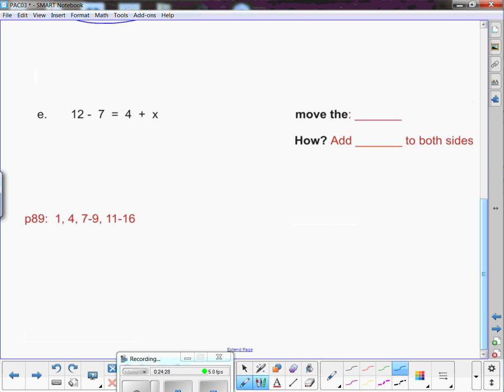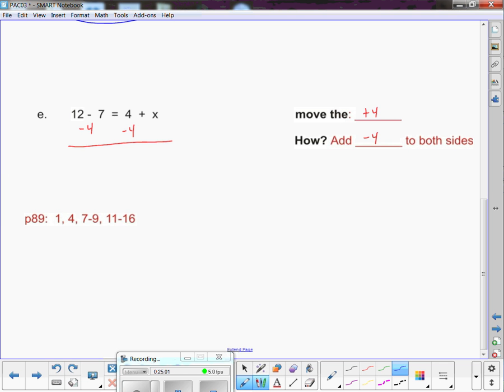Okay, so again, what do you want to move? And hopefully you think you got to move the positive 4. How are you going to move it? By adding a negative 4 to both sides. So I'm going to add a negative 4 to the left of the equal sign. I'm going to add a negative 4 to the right of the equal sign. All right, be careful. How many things do you have to add on the left-hand side? You really have three things.